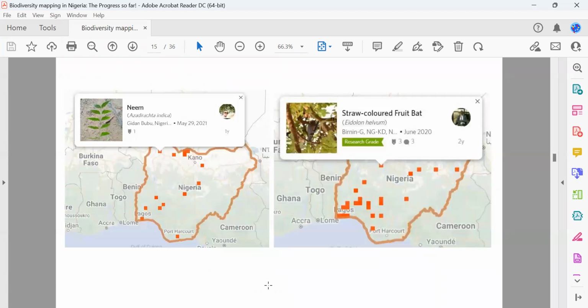And if you're interested, you can go further to look at the distribution of this biodiversity in Nigeria. In the case of neem, you can see the distribution almost all over Nigeria, even though we don't have records around the Mambila Plateau, but also in Maiduguri, most likely as a result of very low biomapping activities. Then for the straw-colored fruit bat, you can see the distribution in terms of submissions. And if you click on any record, you can see the locality, the dates, and the scientific name and the common name.